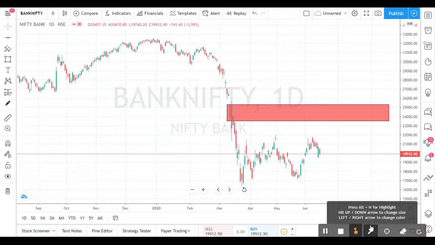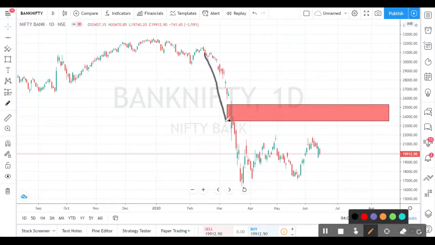Because here market moved lower, then again this green candle has come, then again market has moved down. So here there is more selling pressure, more sellers are there. So that's why I have plotted it, and this supply zone is of continuation pattern: drop, base, drop.